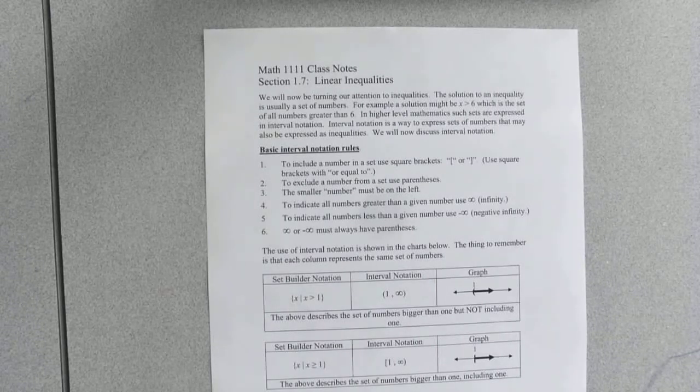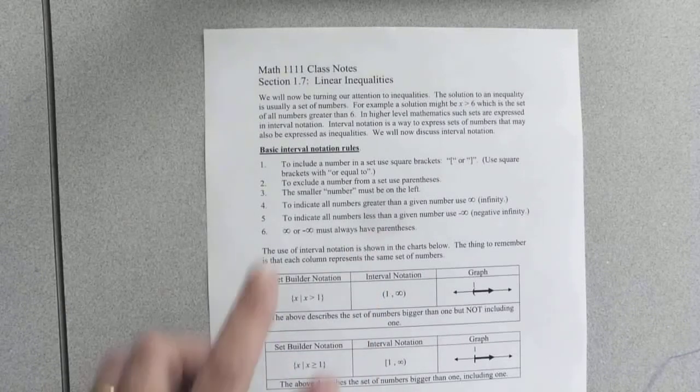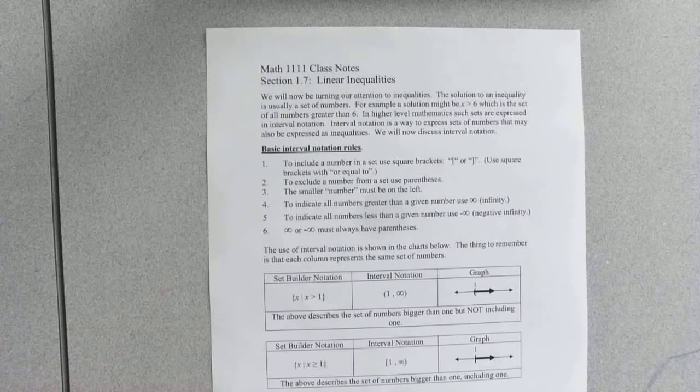And the way we express sets of numbers or inequalities as we go into higher level mathematics is sometimes with interval notation. So the first thing we will discuss is interval notation. Now there are some basic rules of interval notation. Number 1, to include a number in a set, we're going to use square brackets. You're going to use square brackets whenever the inequality involves or equal to. To exclude a number from a set, you're going to use parentheses. The smaller number must always be on the left.